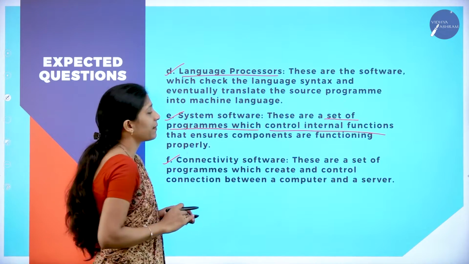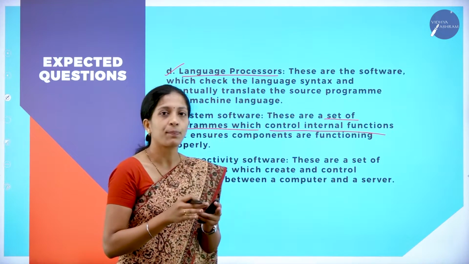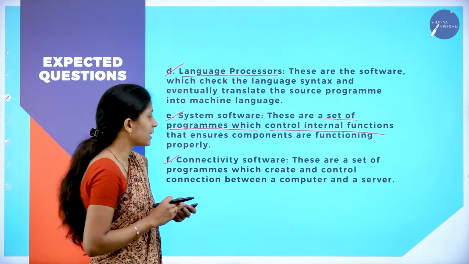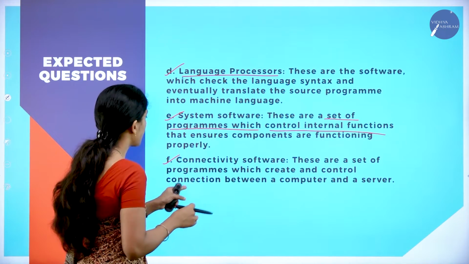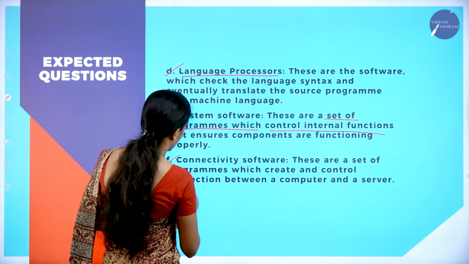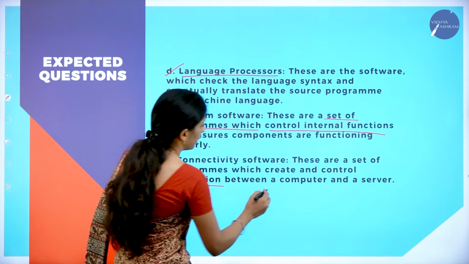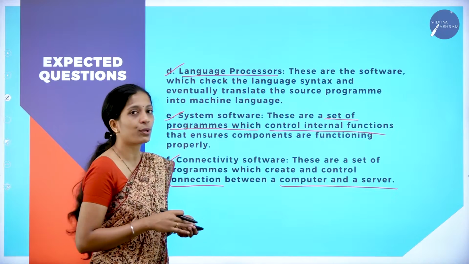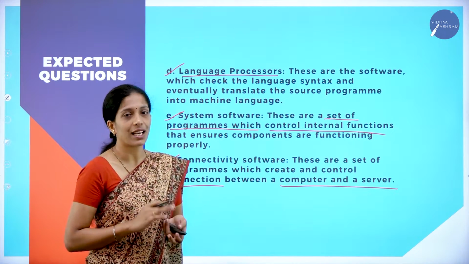Next one is connectivity software. So here a computer is connected to a number of devices. So what software has been used? That is known as what? Connectivity software. So these are the set of programs which create and control the connection between the computer as well as server. So it is a mediator or an interlink between the computer as well as a server. So that is termed as connectivity software.